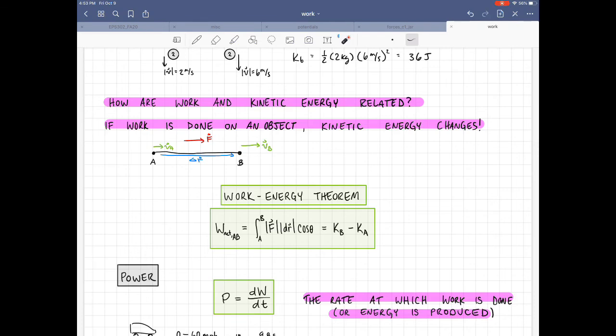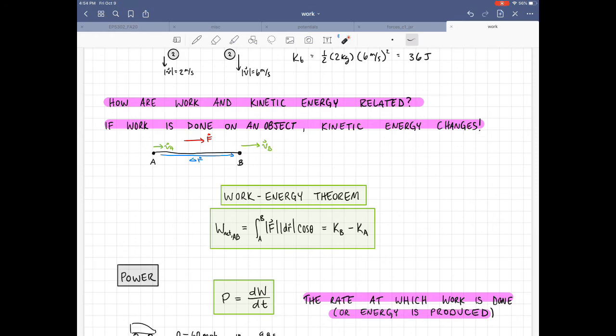So the work-energy theorem is how to connect the work that you've done to the changes in kinetic energy of your object. If you do work between two points, points A and B, then that work is equal to the change in the kinetic energy of the object. So compare the kinetic energy at B to the kinetic energy at A. The difference in the kinetic energy is equal to the net work that has been done on your object.